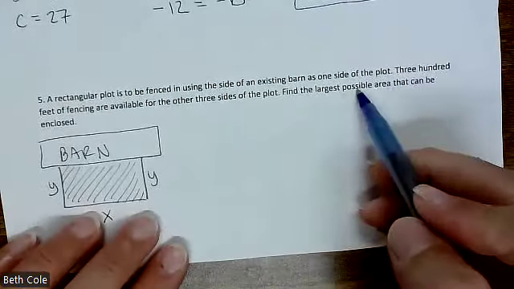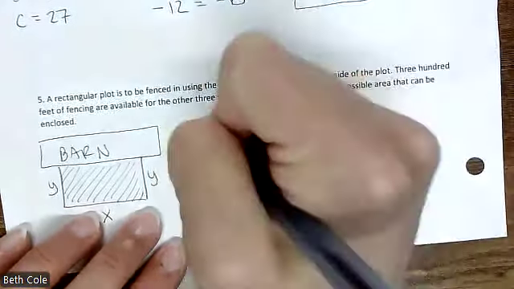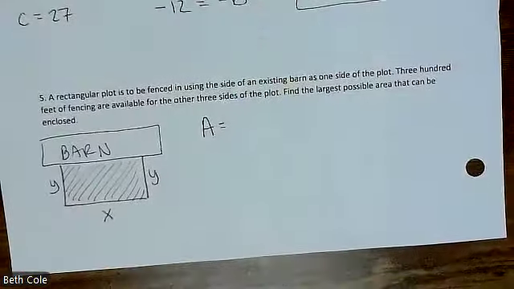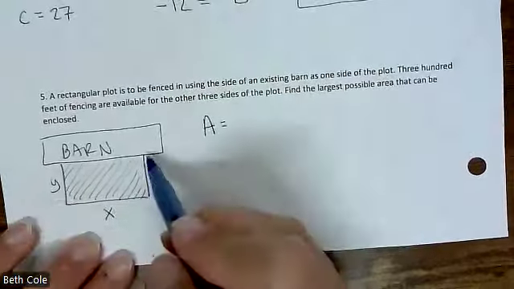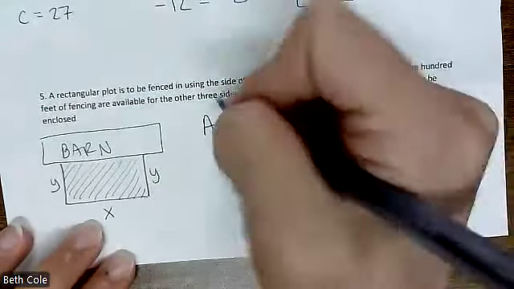Now we want the largest possible area. I'm going to use A for area. Do you know how to find the area of a rectangle? Yep. So in this case, it would be x times y.